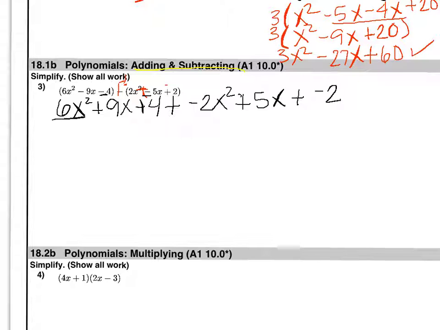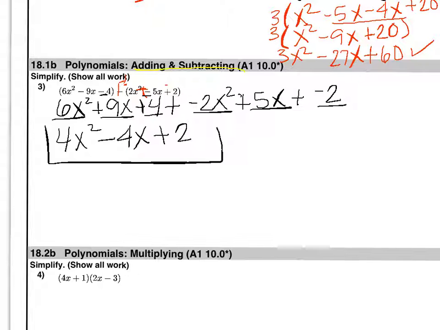I have x squares. I have a positive 6 and a negative 2, which makes a 4x squared. Now I have x's. I have a negative 9x and I have a positive 5x, which when combined makes a negative 4x. And I have a positive 4 and a negative 2, which combine to make a positive 2. Okay, and this is simplified. You don't have to take it any further.